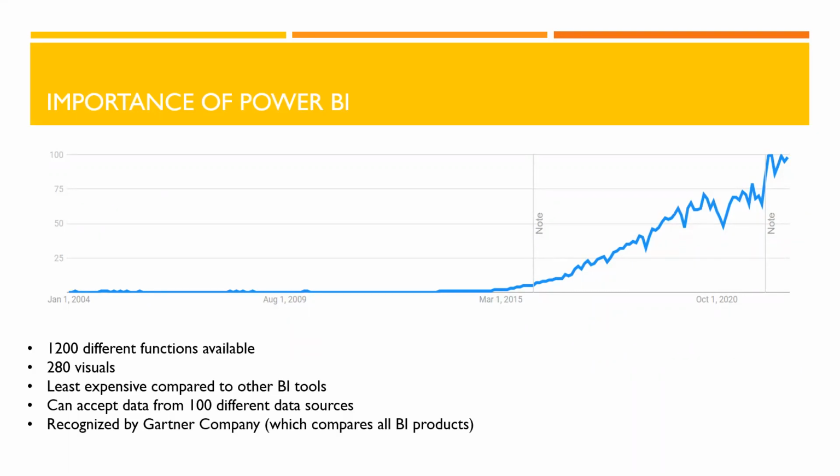Now moving on to the other features, there are 1200 different functions available. Many DAX functions are there in Power BI with the help of which you can make many conditional custom columns. You can make measures in order to get more insights from the given data. You can make your own columns out of the given data, you can clean it, and many things you can do. And there are 280 visuals available.